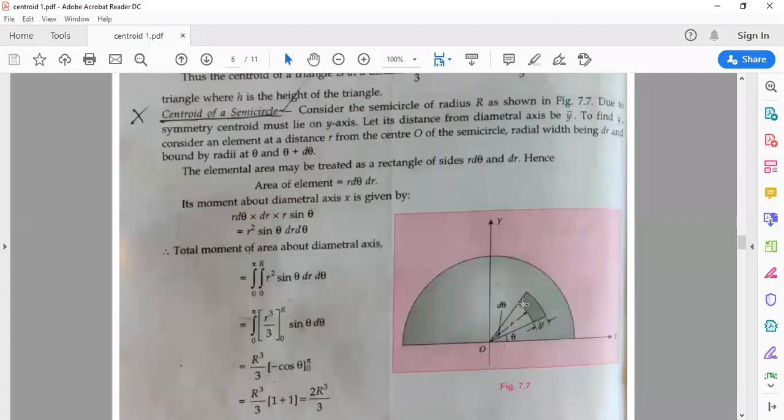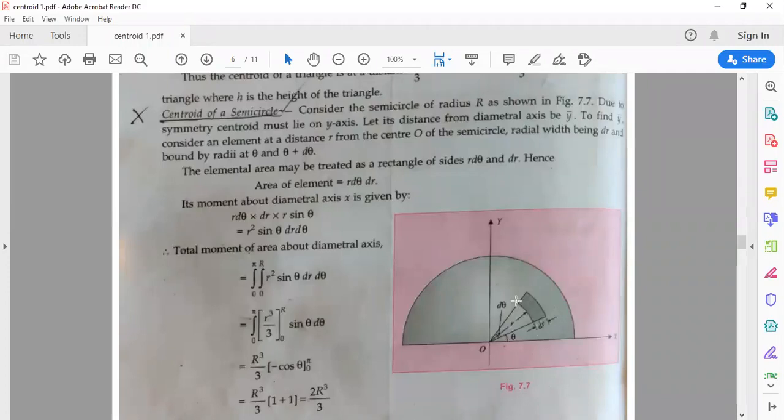Now we'll assume one small rectangular strip like this. The strip is at an angular distance theta, and if I join both the edges to the center, it makes an angle d theta at the center. This strip is at radial distance r. Capital R is the radius of the entire semicircle, and this strip is located at radial distance r, angular distance theta. That is the construction. You have to remember the thickness of the strip is dr.